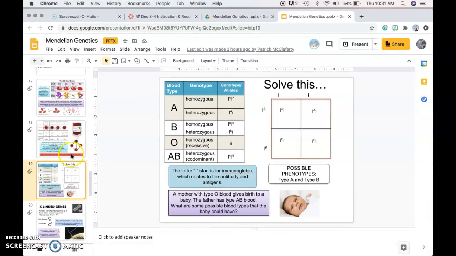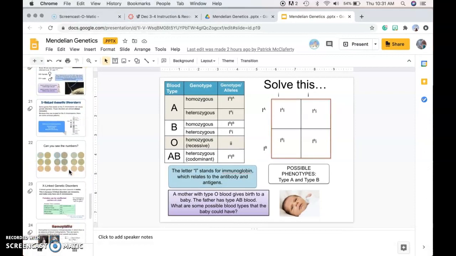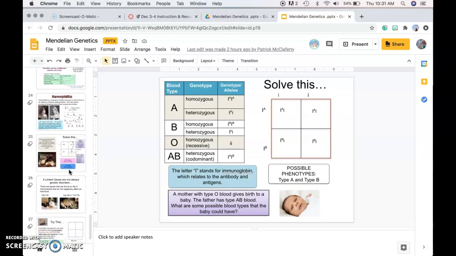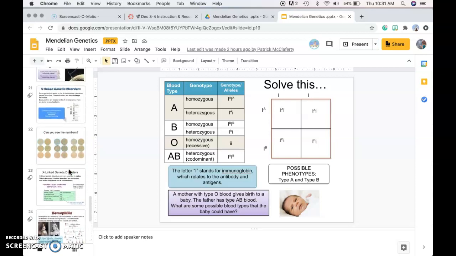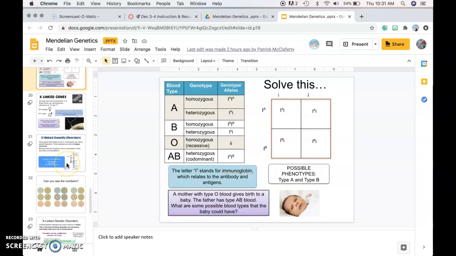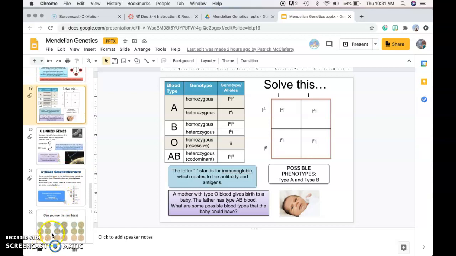All right, so that's all multiple alleles. And I realize my video is at 12 minutes, and this recording only lets me go to 15. So I'm going to stop this recording here, and then I'll start another one to go over sex-linked genes. So that'll be the next thing you watch.